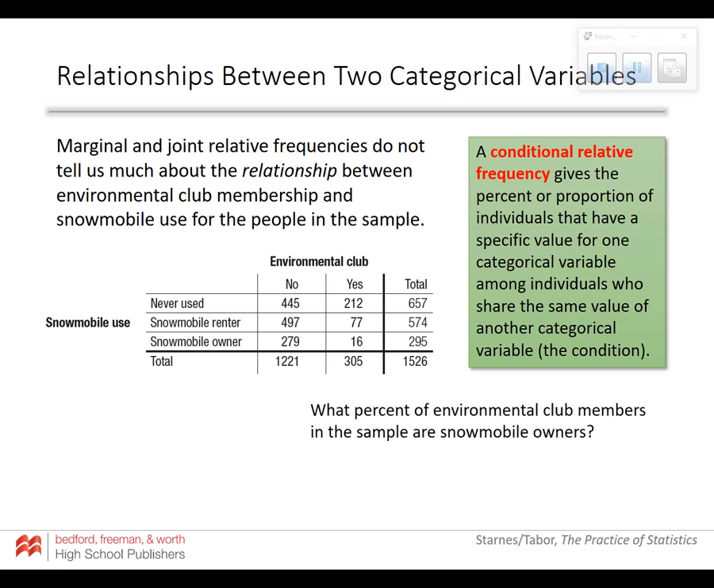So for instance, if I asked you what percent of environmental club members in the sample are snowmobile owners, well, who's my population? Who am I looking at here? The 305. I'm only looking at the 305, the total number of environmental club members, right? So now I've got this condition that says, let's look at the environmental club members, and of those people, how many are snowmobile owners? Do you see how that's different than the and statement that you just saw? So there's a condition here that we're looking at environmental club members. So we're only looking at the 305, and of those, there were 16 who were snowmobile owners.